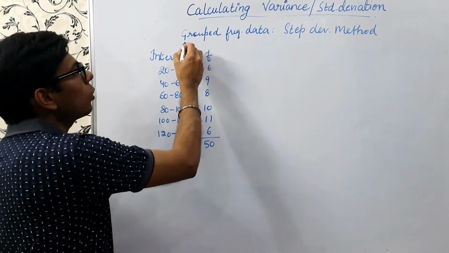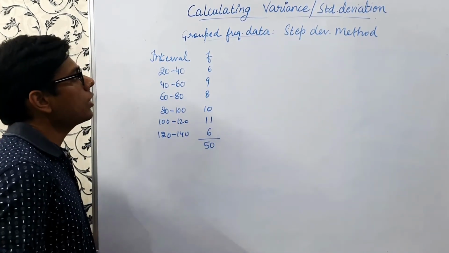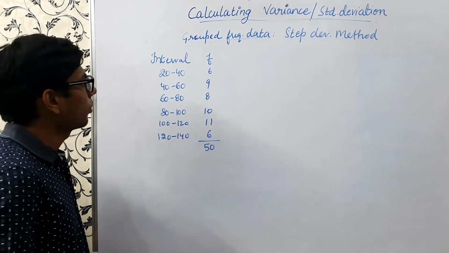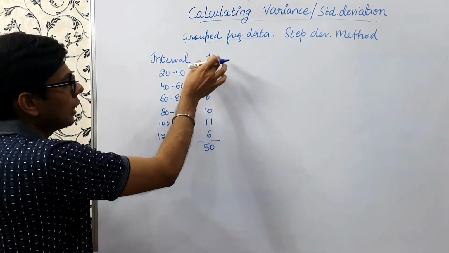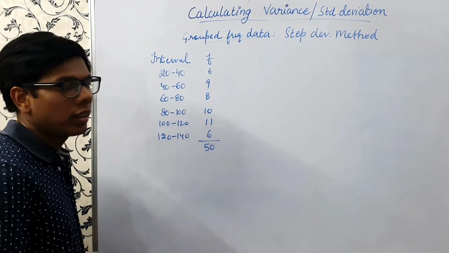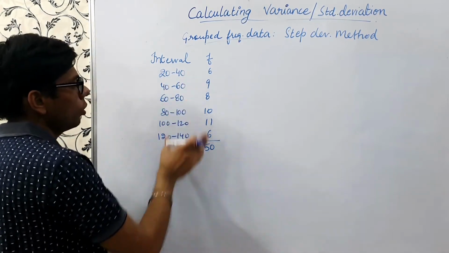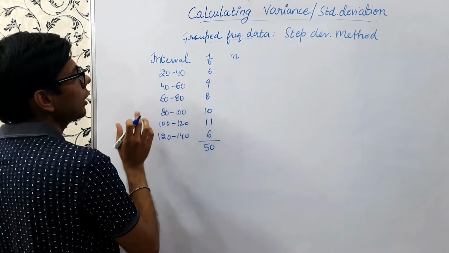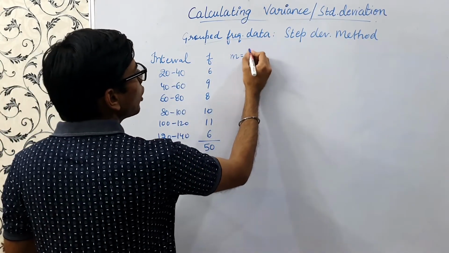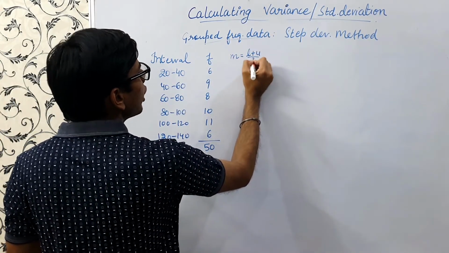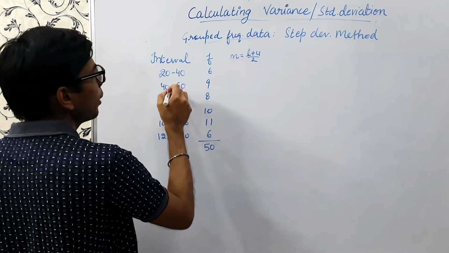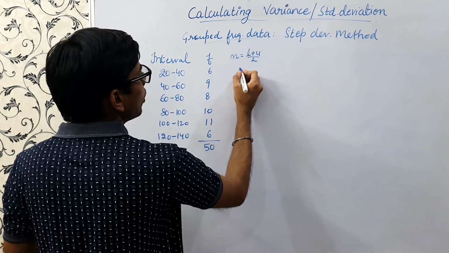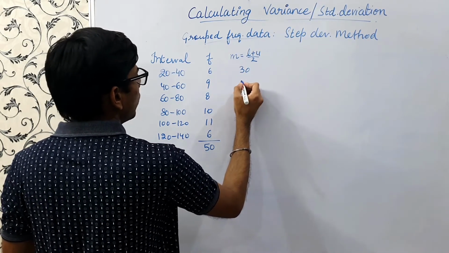Okay, so now we'll calculate the standard deviation or variance of a grouped frequency data using step deviation method, right? So these are the interval and these are our frequencies, right? So this is the data that we have. So the first step is to calculate the mid value of this interval. So mid value is nothing but lower limit plus upper limit divided by 2. So this is lower, upper divided by 2. So this is 20 plus 40 divided by 2, 30, 50.